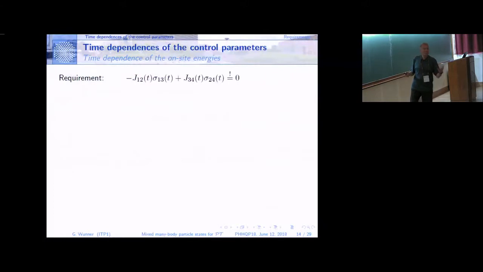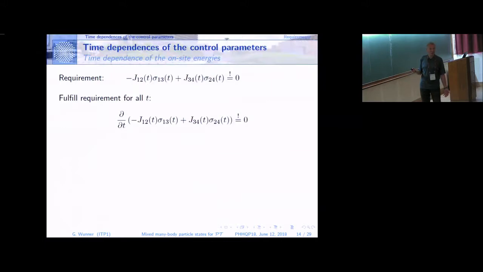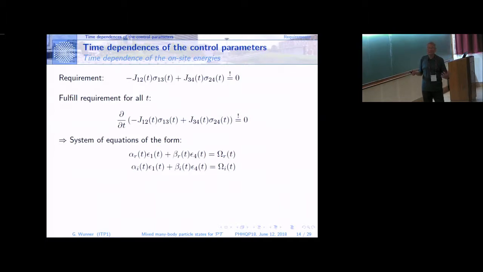So what about the on-site energies? This requirement that I just put down should hold for all times, so the time derivative should vanish. And from this, you obtain a system of inhomogeneous equations of this form, which determines the energy offsets of the outer wells.